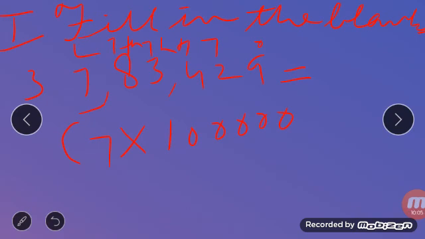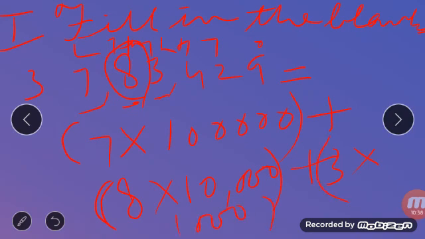Then plus, bracket close, plus. This is said to be bracket. Plus, how many 10,000s? 8 is in 10,000 place. So 8 multiply 10,000. Then close the bracket. Again put the sign of plus. Then what is in thousands place? 3 is in thousands place. So 3 multiply 1000. Then again close the bracket.